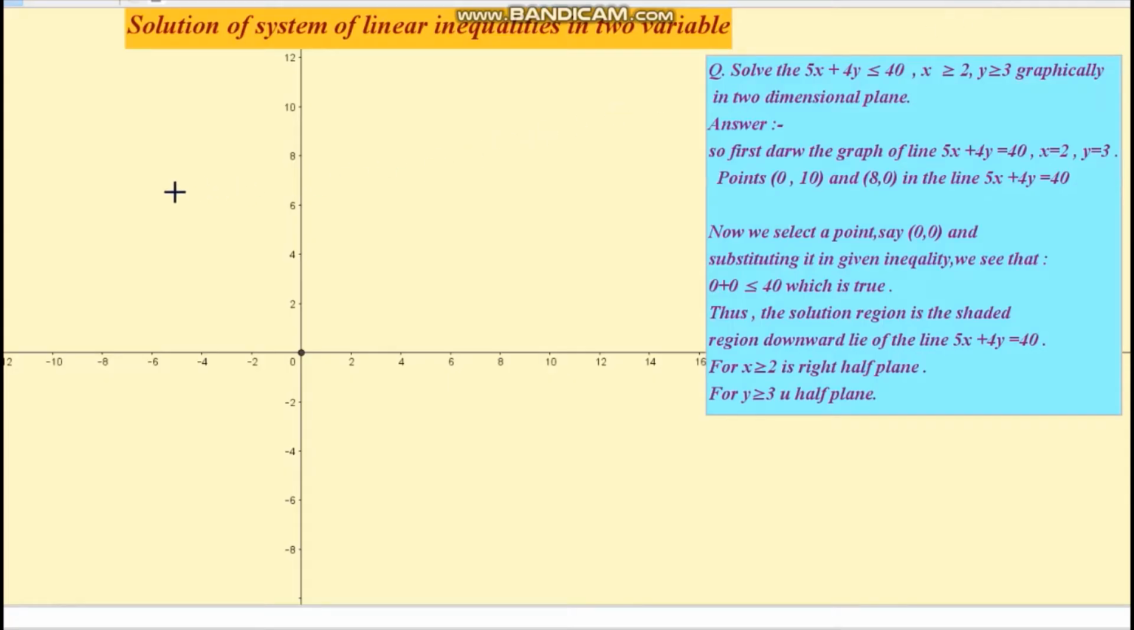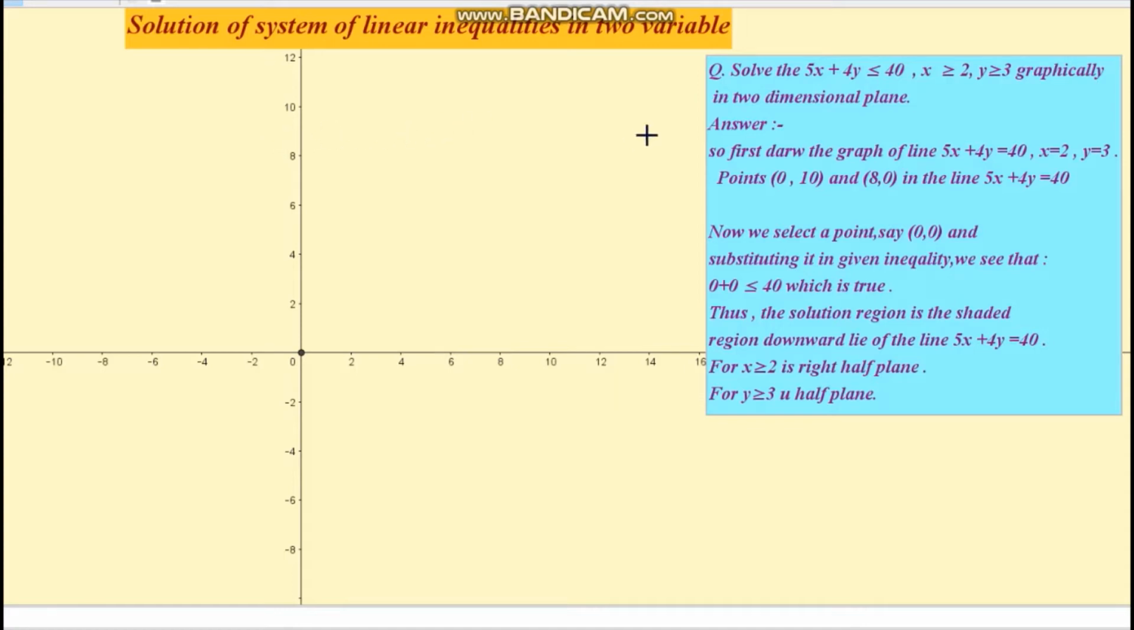Dear student, in the previous section, you have learned how to solve linear inequalities in one or two variables graphically. We will now illustrate the method for solving a system of linear inequalities in two variables graphically through some examples. Let us take the first example.